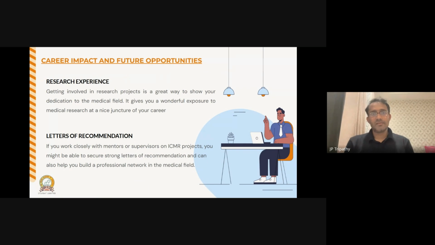This is, of course, a wonderful exposure to medical research at a nice juncture of your career. First year and second year students are entering the medical field, and early exposure to medical research will be very useful in your career. You will also work with your guides on similar projects, and you'll be able to secure some good letters of recommendation. Those who want to go abroad for other courses can also get good letters of recommendation. Next slide, please.